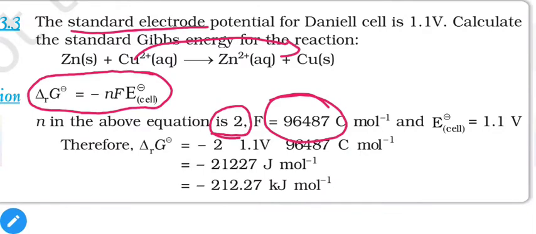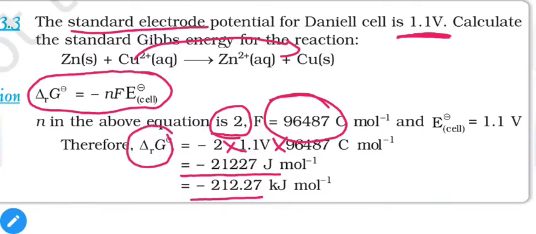So F is constant 96,487 and the standard cell potential is already mentioned, 1.1 volt. Putting these values in this equation, that means n is equal to 2 multiplied by 1.1 volt multiplied by 96,487, you will get minus 212,227 joules per mole or minus 212.27 kilojoules per mole. This represents that if you have 1 molar concentration of Cu2+ ions in this reaction, then it will release a total of 212 kilojoules of energy per mole.